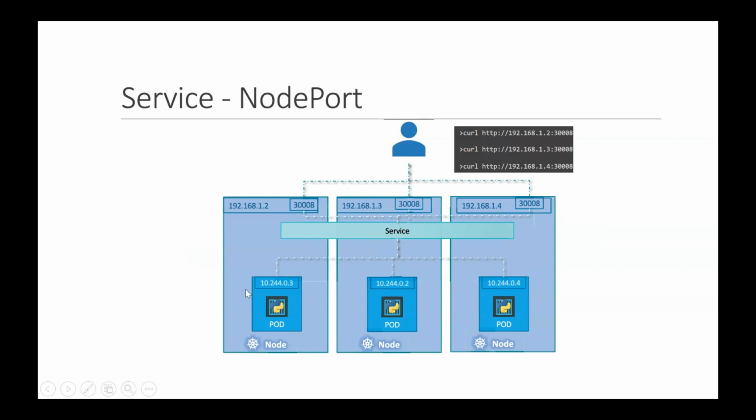And if you have this pod and this is the worker node, these three are the worker nodes, you have one node port service, and you have three pods. You'll be able to access the application with something like this: 192.168.1.2 and the port number, something like this.